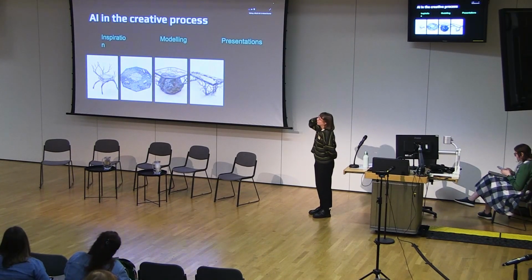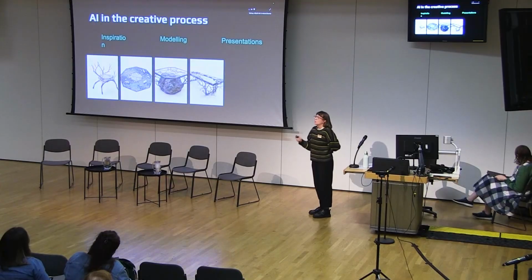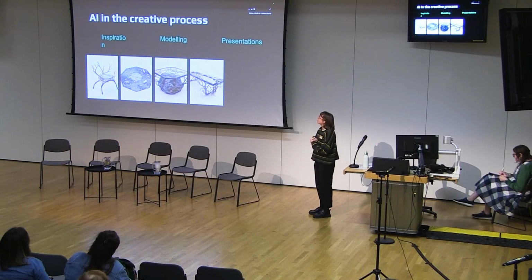AI and the creative process. So I first wanted to establish where the AI was being used, and there were three main areas. One was for inspiration, people using it at the start of their projects, thinking about new ideas. The main one was modelling, and you can see this here.